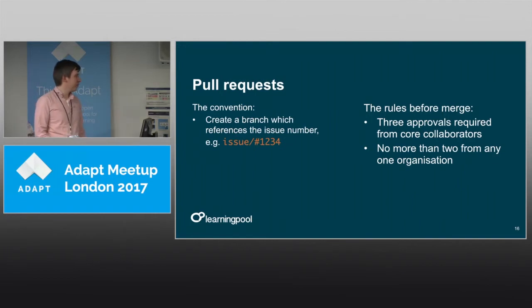You create a branch which references the issue number, for example, issue #1234. That makes it easy for people to see what you're actually referring to and link back to the ticket and view the detail on that.